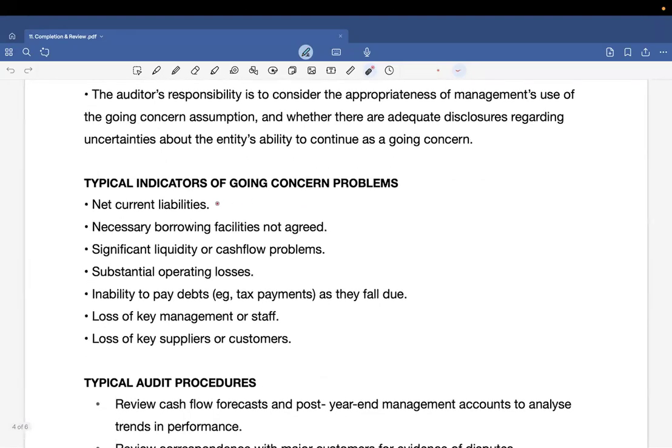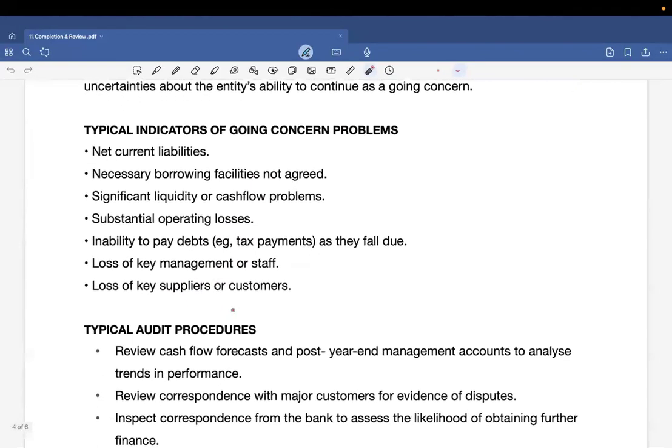Okay, so what are the typical indicators of going concern? If the company has net current liabilities, there is no borrowing facility available to the client, there is a very bad cash flow and liquidity problem, the company has been incurring losses repeatedly, the company is not able to pay debts, even the tax payments. Clear? The company's key management personnel or any key staff have resigned, and the company has lost all its major suppliers and customers. Clear? So in this case, there could be going concern problems.